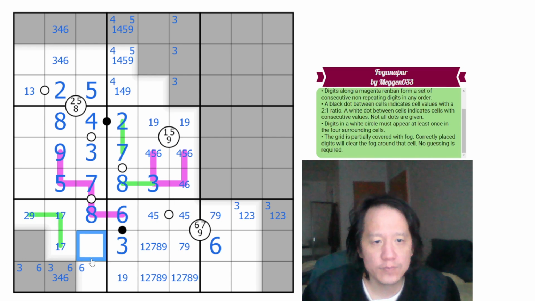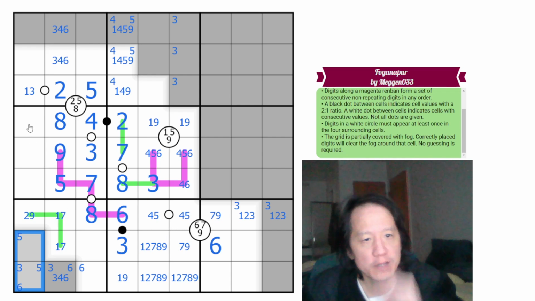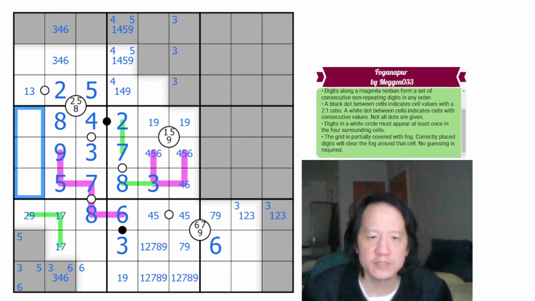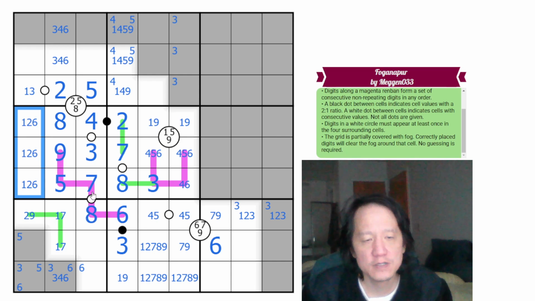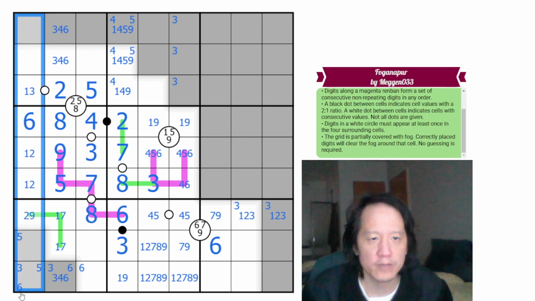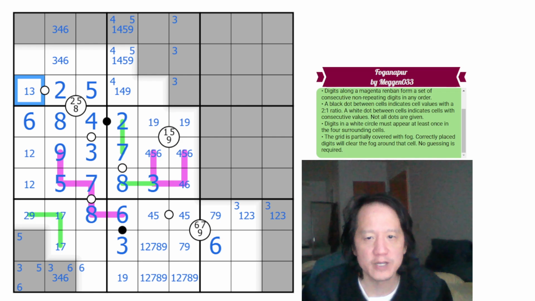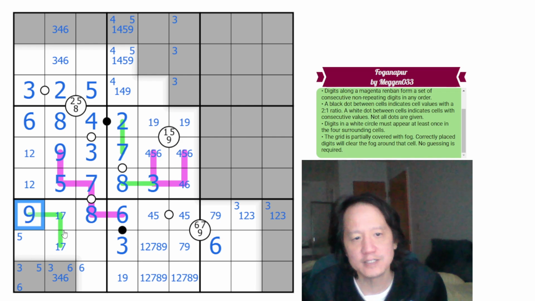The 5 has to be one of these two. This has to be, oh, okay, this has to be 1, 2, and 6. So this can't be 1 or 2, therefore this must be 6. Which means neither of these can be 6, but we have a 1, 2 pair now in column 1, so the rest of the column cannot contain 1 or 2. So therefore this has to be 3, this has to be 9.